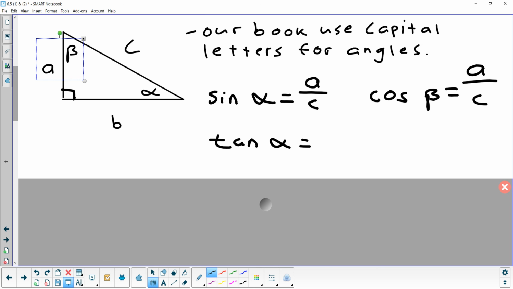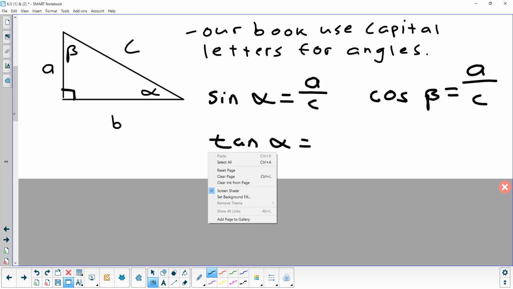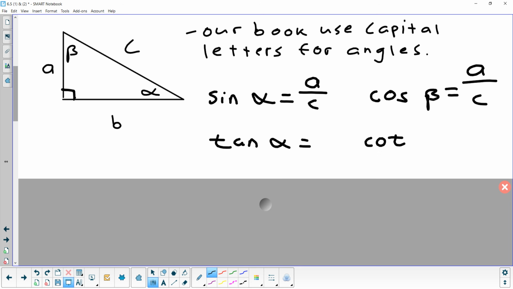And in the other problem I'm going to make up, I'm going to put the word co in front of that. And I'm going to use the angle that's complementary to alpha. Beta. Okay, so tangent. Jake, what's the definition of tangent?